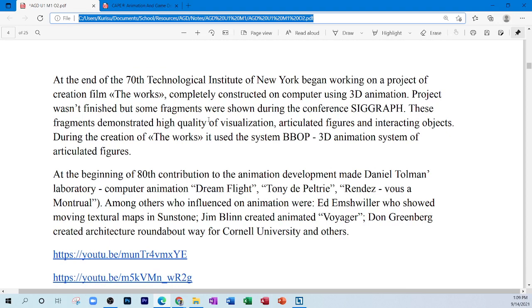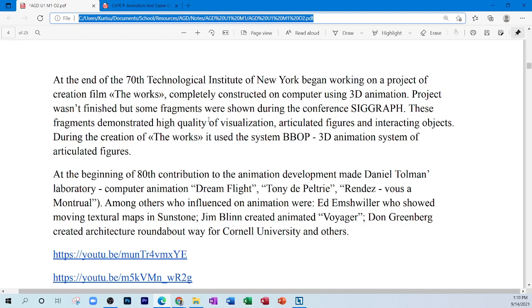At the end of the 70s, the Technological Institute of New York began working on a project of creating a film, The Works, completely constructed on computer using 3D animation. The project wasn't finished, but some fragments were shown during the SIGGRAPH conference. These fragments demonstrated the quality of visualization, articulated figures, and interacting objects. During the creation of The Works, it used the system BBOP, a 3D animation system of articulated figures.